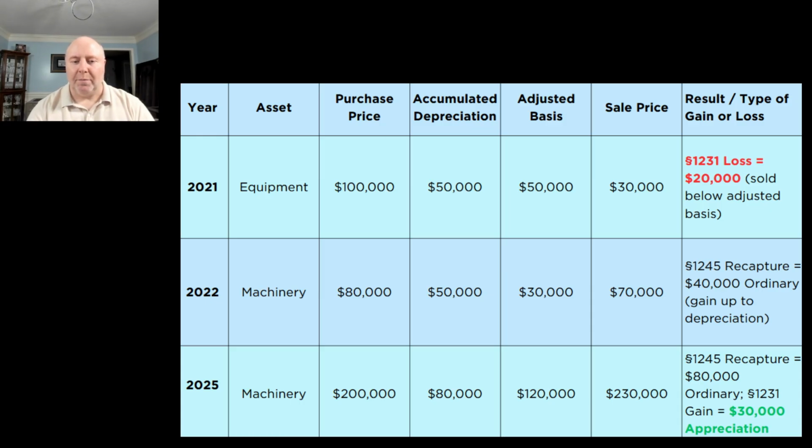Okay, so $200,000 purchase price minus the $80,000 of accumulated depreciation gave us an adjusted basis of $120,000. We sold it for 230. So what is our realized gain? Well, 230 minus 120 gives us $110,000. So we have $110,000 of gain. Our rule is 1245 recapture is the lower of accumulated depreciation, $80,000, or our realized gain, $110,000. Well, 80 is lower, so $80,000 was recaptured. That leaves $30,000 remaining, which is 1231.